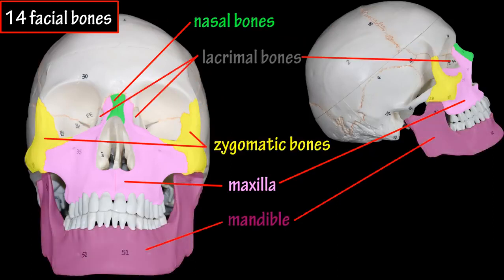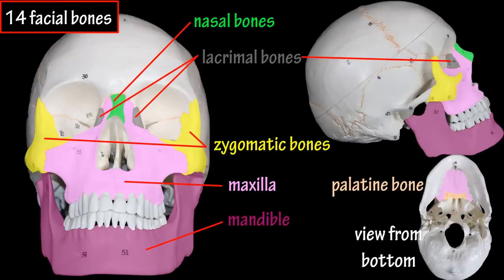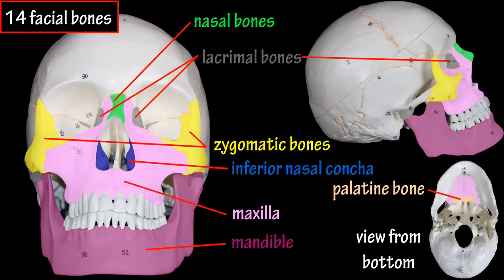2 lacrimal bones, located on the front inner portion of the eye orbits. 2 palatine bones, located in the back of the upper jaw. 2 inferior nasal concha, located on the inner sidewall of the nasal cavity. And the vomer, located between the nasal concha, which we just mentioned.